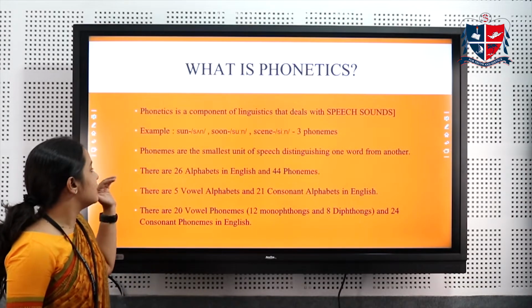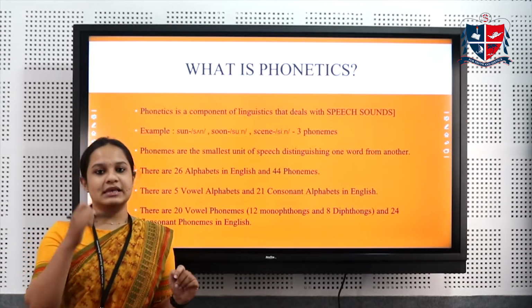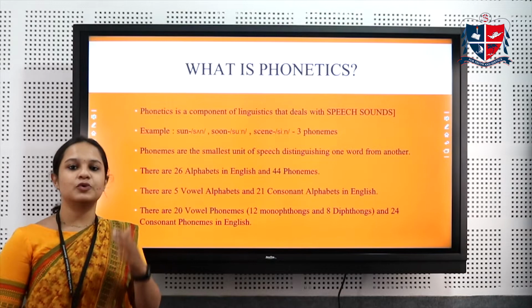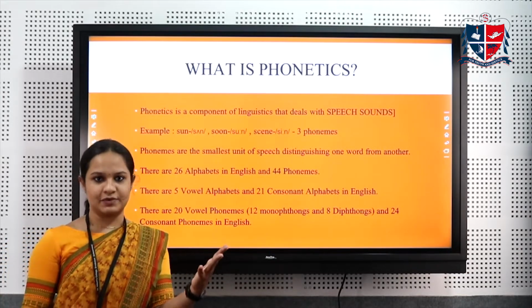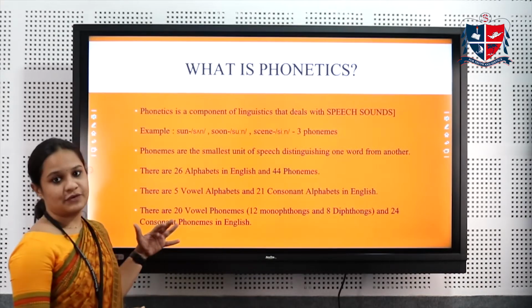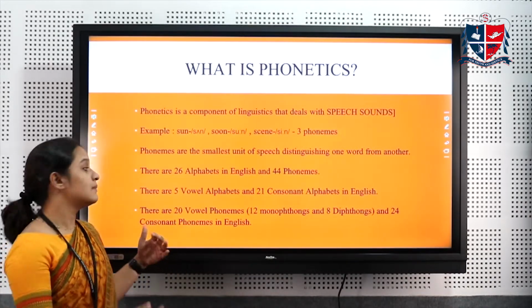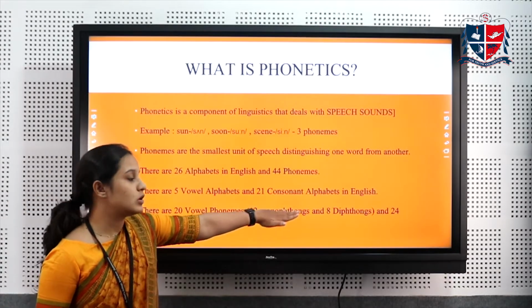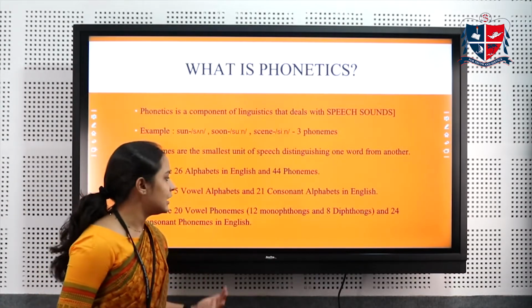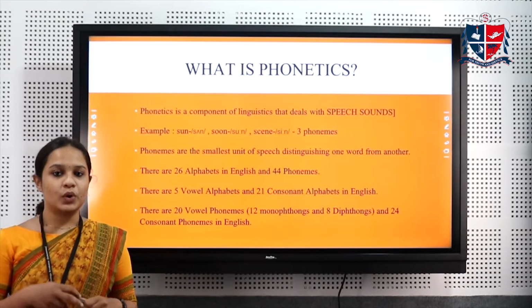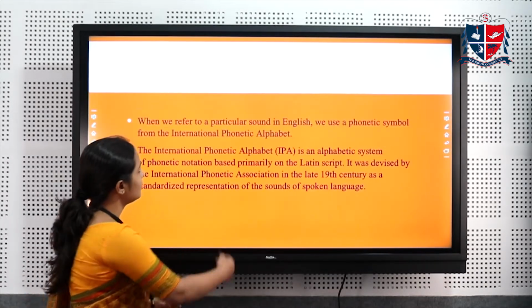So now there are 26 alphabets in English, out of which 5 are vowel alphabets and 21 are consonant alphabets. But then you have 44 phonemes in English, 44 phonemes, and out of which you have 20 vowel phonemes, that is 12 monophthongs plus 8 diphthongs, and you have 24 consonant phonemes. Okay, now see.